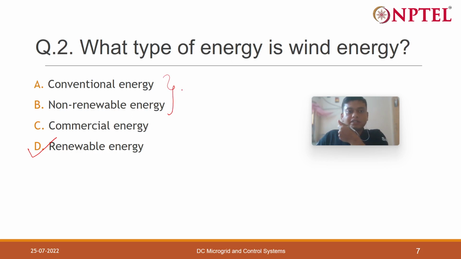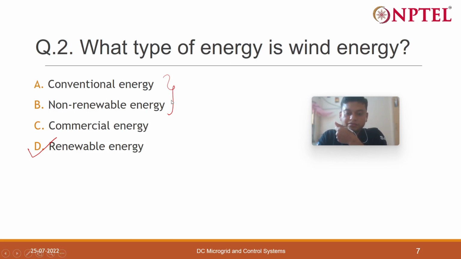Non-renewable energy sources are those that, once exhausted, don't replenish within a certain amount of time. It takes time. So wind energy is renewable energy. It is not exhausted in some period of time. It is always there, means it flows. Wind depends on the velocity of wind.